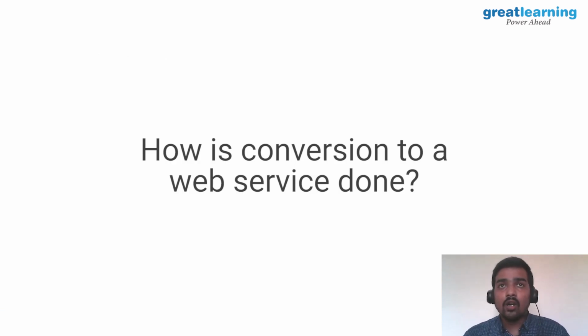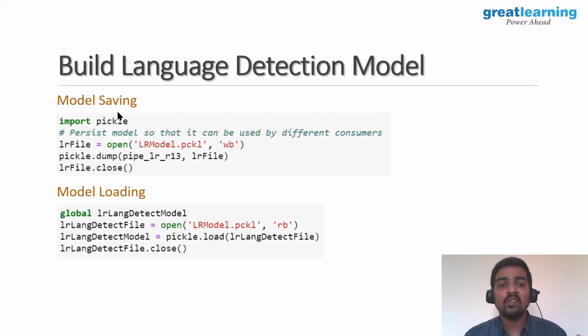So I have not done the conversion to a web service, but I have given you the clue on how to do it. This is your clue here. You have to save your model first. Using this pickle library, you can save your model. Once you have saved your model, you can load it back. You can save this model anywhere in your system, and you can replace it on your server also. Once you save this model, just remember the path.